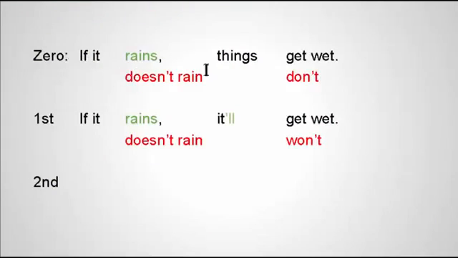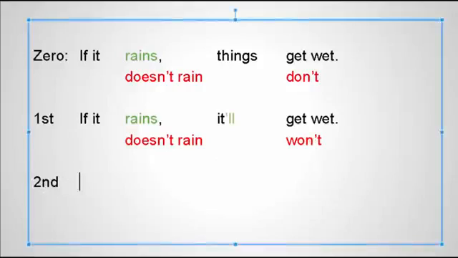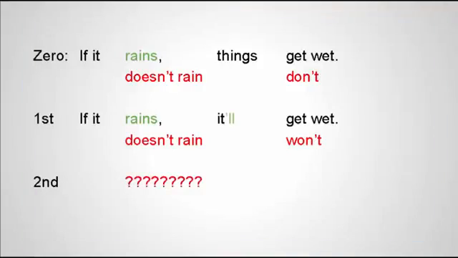If it rains, things get wet. If it doesn't rain, things don't get wet. If it rains, it'll get wet. If it doesn't rain, it won't get wet. But what about the second condition? Where does the second condition fall into this?